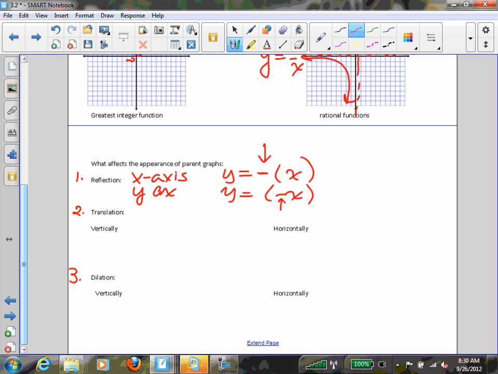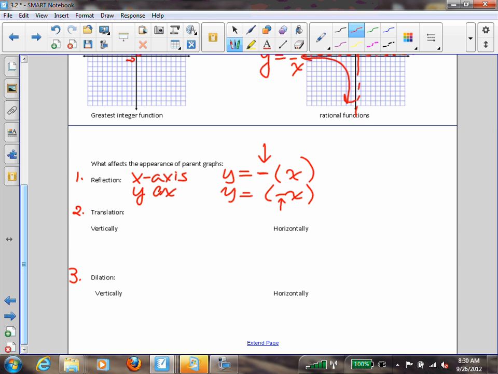So basically what I'm saying here is if I'm reflecting it over the y-axis, my y value is changing from a positive to a negative. So the y value is changing. Whereas if it's across the y-axis, remember my x value goes from a positive value to a negative. We talked about that yesterday, right?